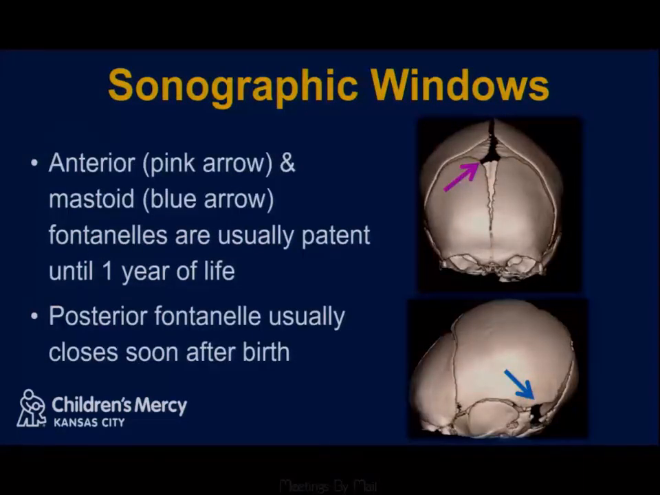So first I want to talk a little bit about technique. I want to talk a bit about where the windows are that we're imaging through. So really there's two common windows where we image. One is the anterior fontanelle, and then one is the mastoid fontanelle. It's possible to also image through the posterior fontanelle, but when you image through the posterior fontanelle, you can only do it on a preterm baby or very early in life, because that usually closes quite quickly.